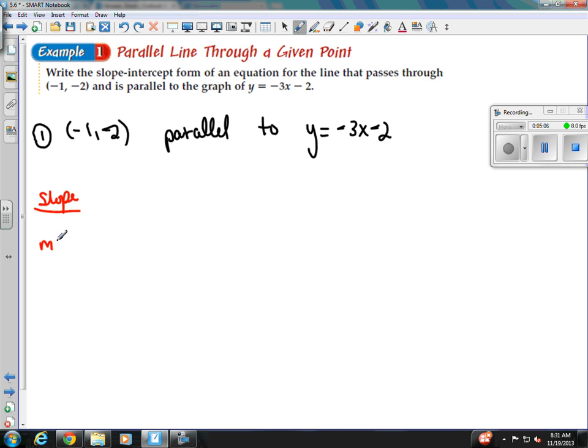We know slopes are variable m. So we come up here and say we want a slope that's parallel. Go back to our notes: parallel lines have the same slope. So if this slope is a negative 3, our new slope is also going to be a negative 3.